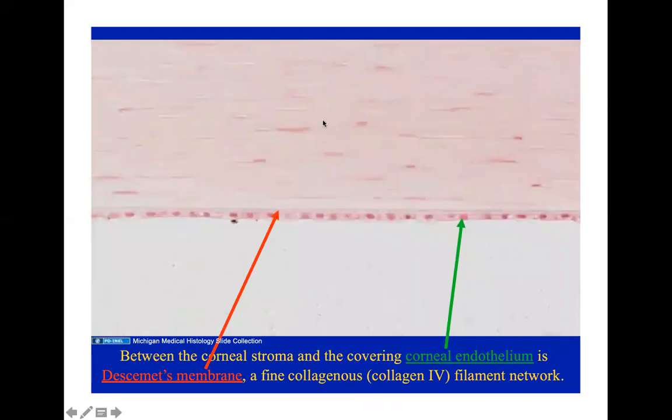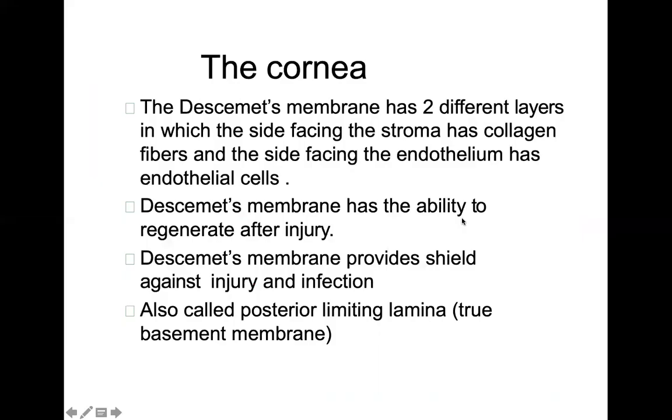Now, underneath your stroma or your substantia propria is your Descemet's membrane here. Now, this Descemet's membrane is underneath here, and the innermost layer of the cornea is your corneal endothelium here. So the Descemet's membrane has two layers. The one that faces the stroma has collagen fibers, and the one that faces the endothelium has your endothelial cells.